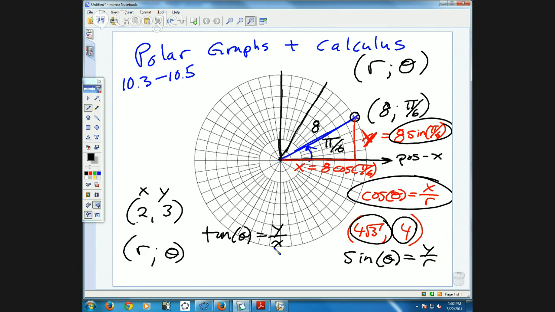And don't we know y and x here? Yeah, so arctangent would tell us theta. So in this case here, theta would be the arctangent.